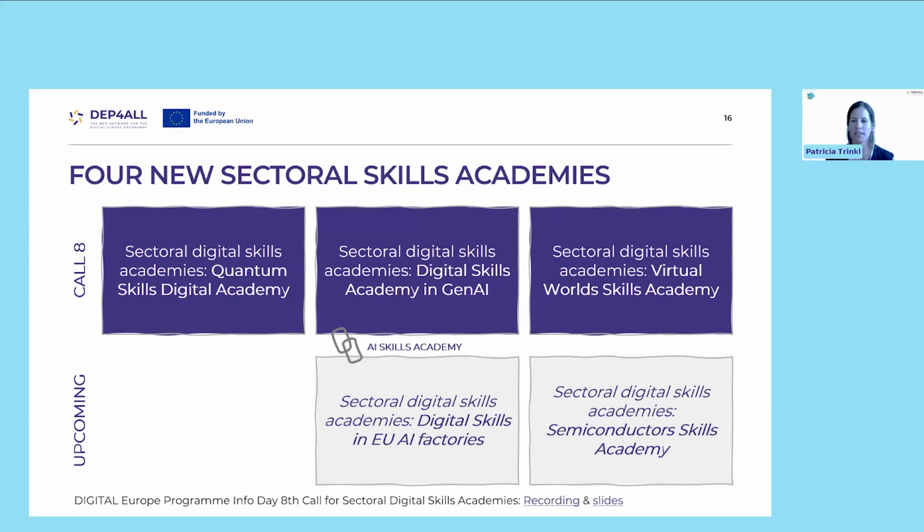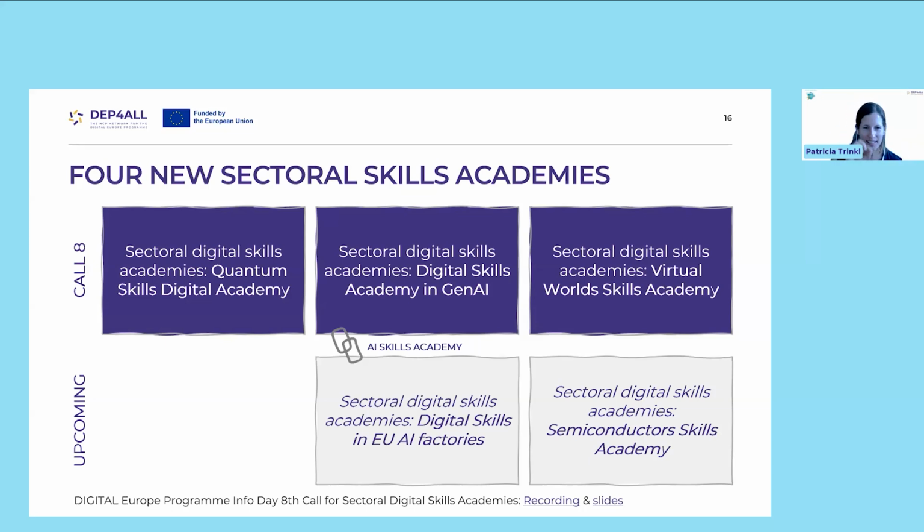For all of these topics, there will be one funded project per topic. It is also important that you only address one sector within your proposal. The duration for all topics is 48 months, and all are funded with the lump sum instrument. My colleague Dani will expand a little on the instrument and what to consider afterwards. You already heard about the 10 million euros: there is EU funding of 10 million euros for quantum and for virtual worlds, and 7 million for Gen AI.